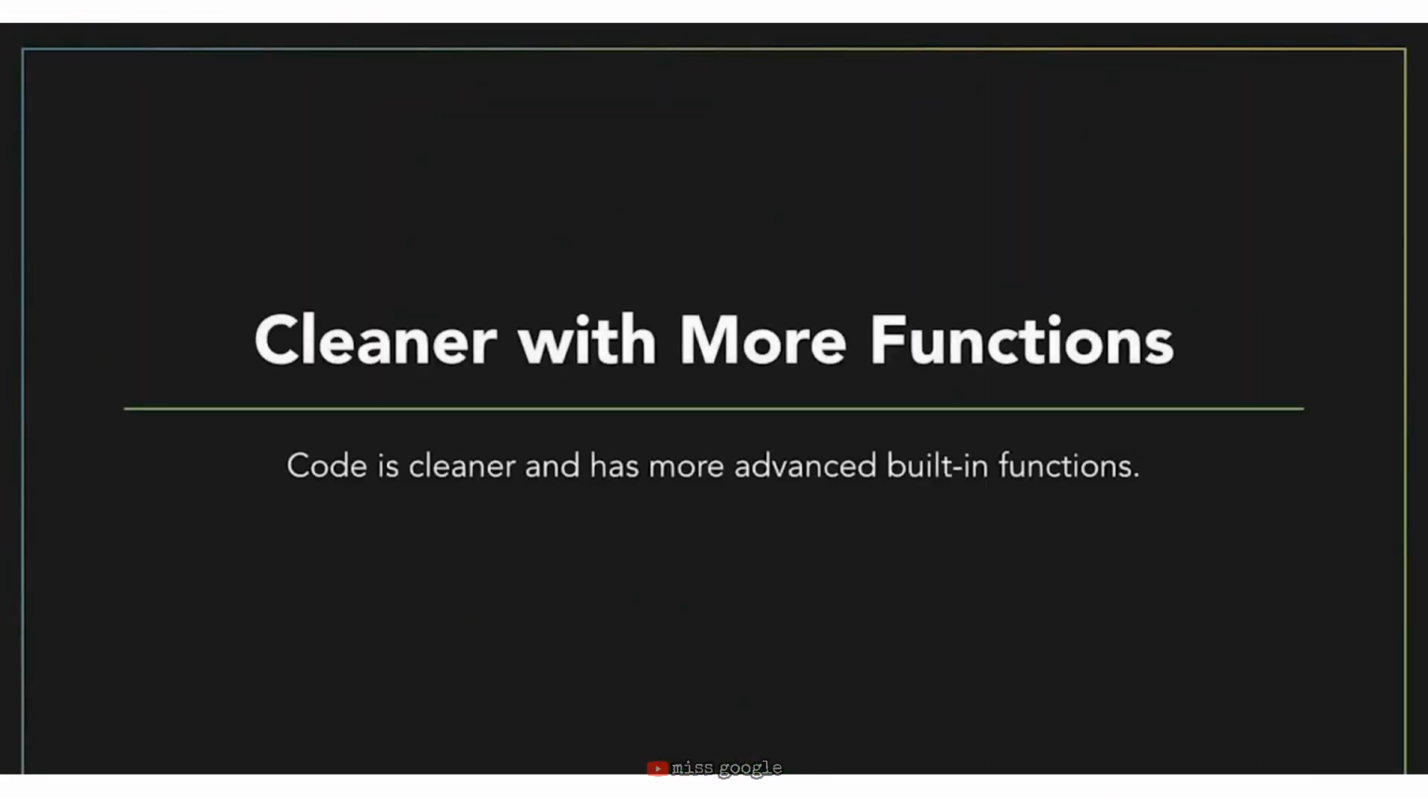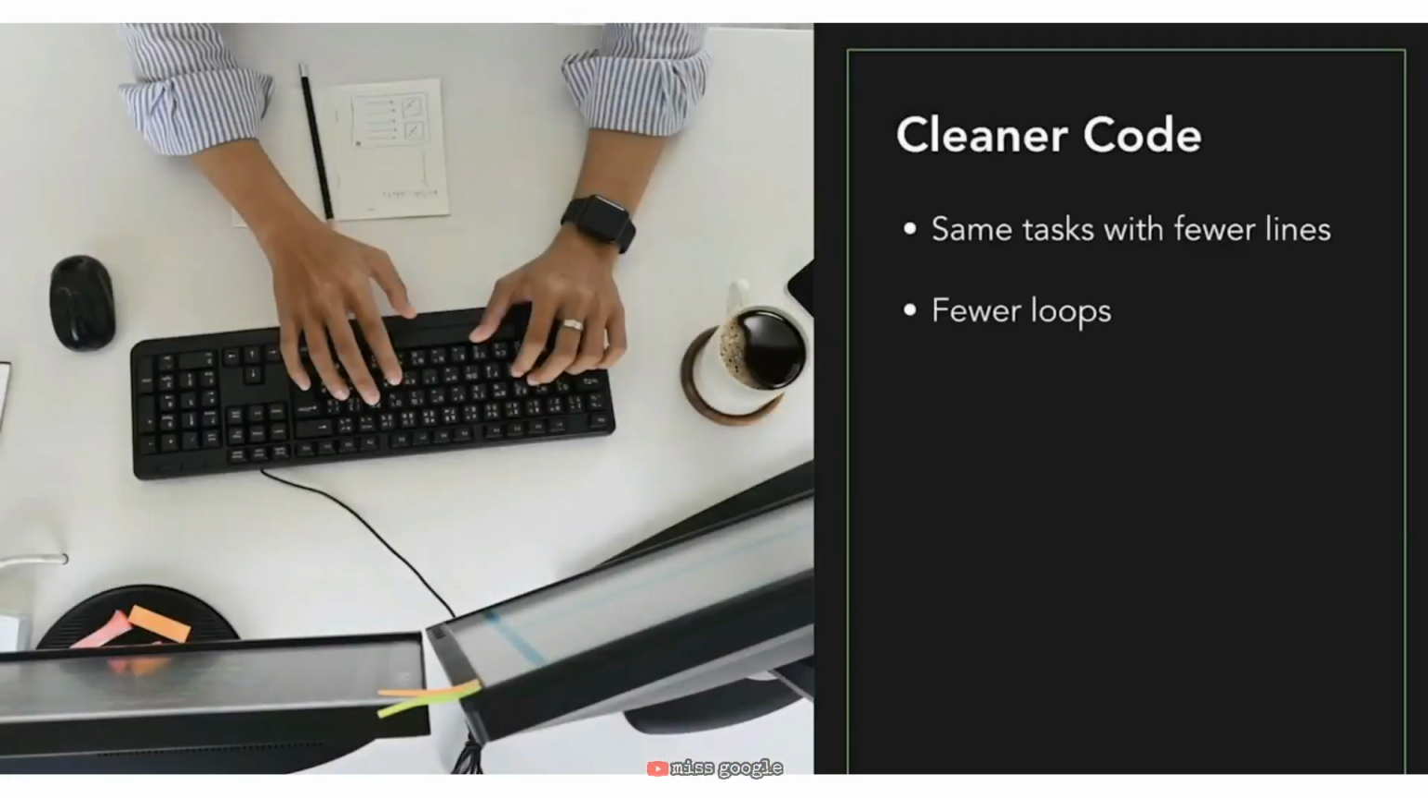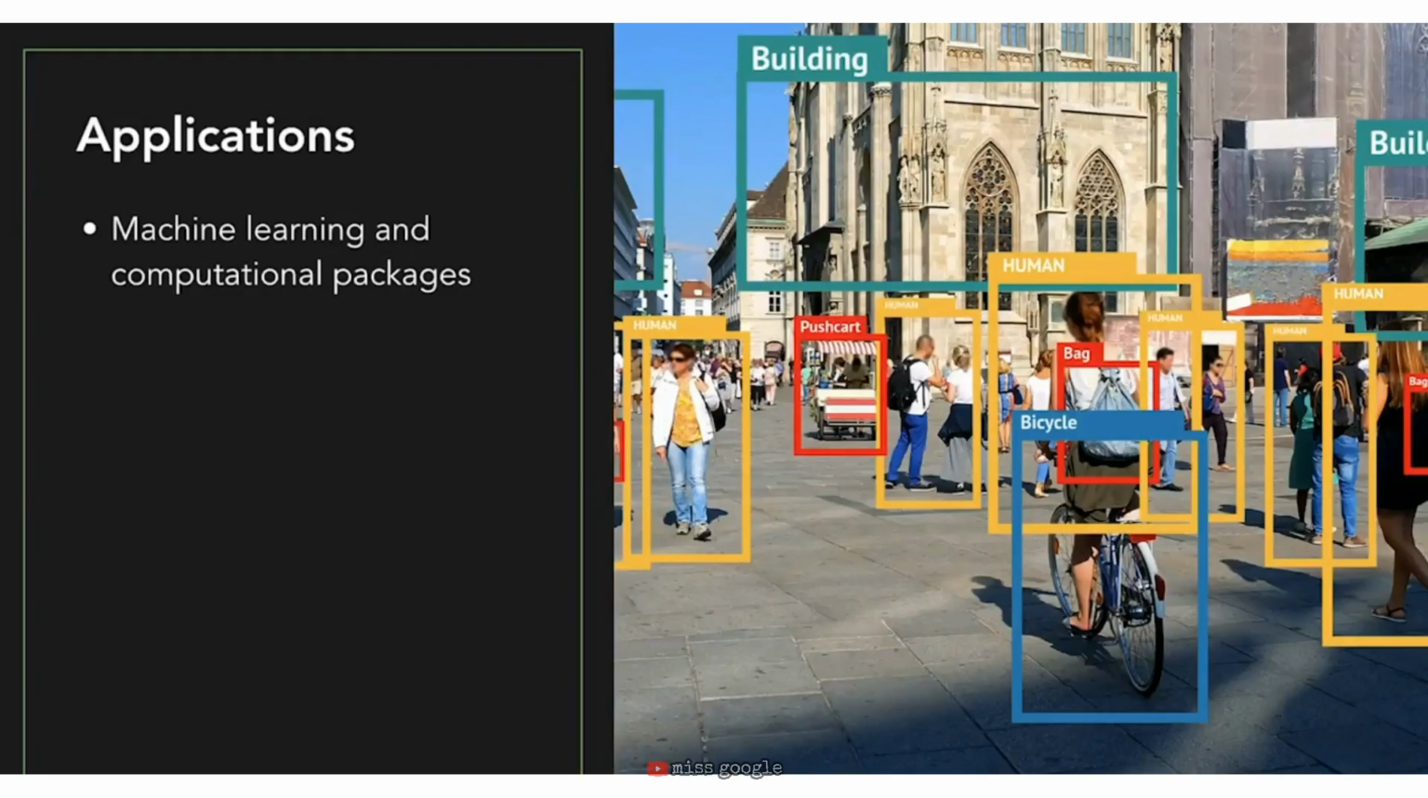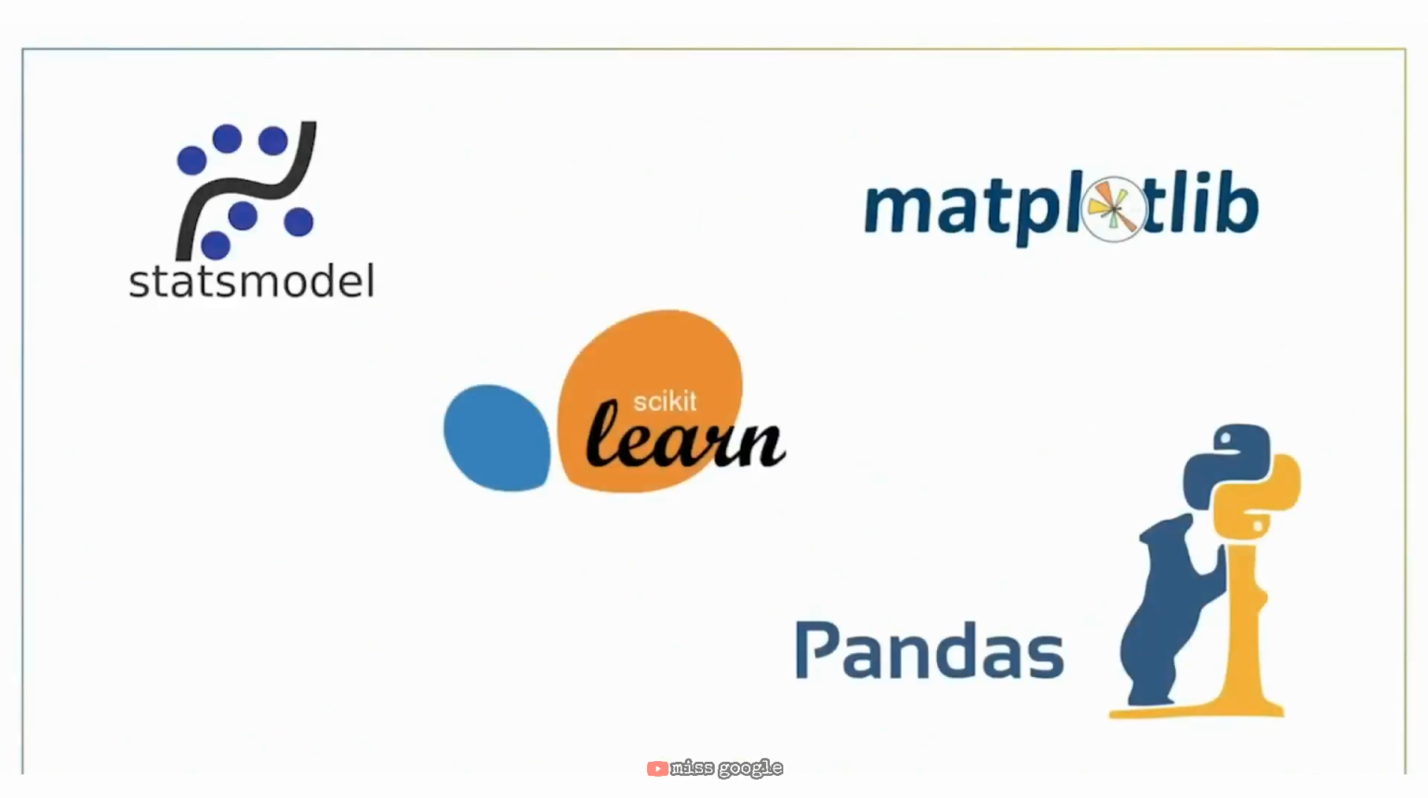NumPy code is cleaner than Python code, while it accomplishes the same tasks. There are fewer loops required because operations work directly on arrays and matrices. The advanced mathematical functions make life easier as well. Many popular machine learning and computational packages use some of NumPy's features, and the most important thing is that they use NumPy's arrays heavily in their methods, which makes NumPy an essential library for scientific projects. As you can see in the figure, some well-known libraries use NumPy's features.